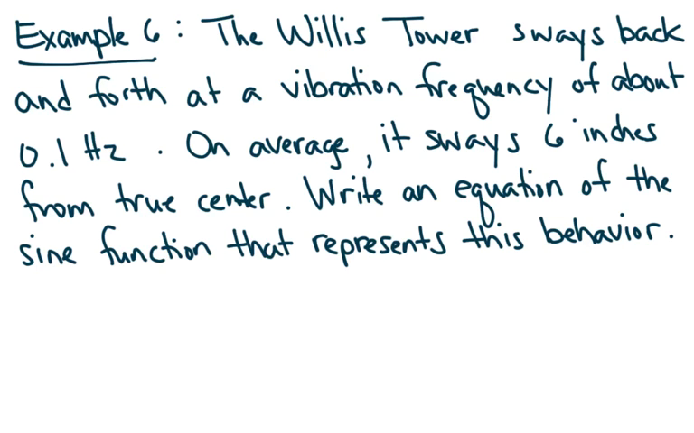So let's go back to how we're going to write the equation to represent this behavior. So we know where true center is. Let's say that there's no wind. We're at true center. We're going to call this a sine function then, not a cosine function. Cosine function is only if I'm starting at a maximum or minimum. The average is that it sways 6 inches from true center. That means that the top of this building goes 6 inches that way, 6 inches that way. So my amplitude is going to be 6.